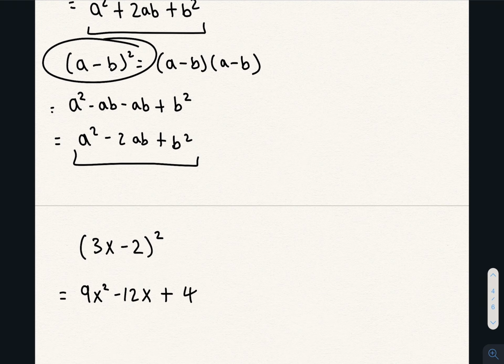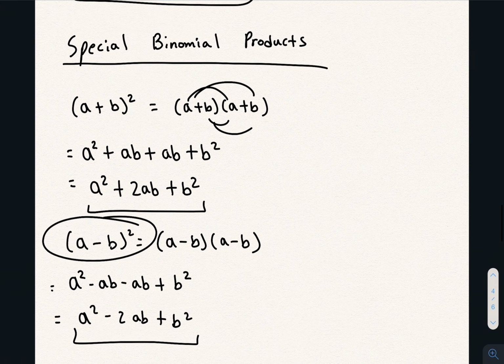So you can get an answer like that without having to go, okay, 3x times 3x, which is 9x squared, 3x times negative 2, which is negative 6x, negative 2 times 3x, which is negative 6x, and then negative 2 squared, which is 4, and then adding like terms. You can skip that step and just go straight to here if you're using special binomial products.